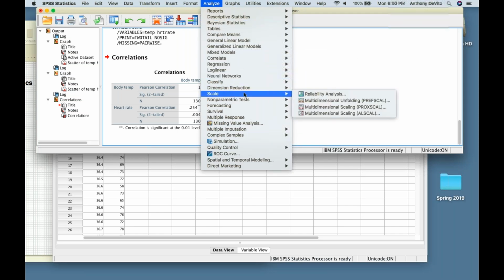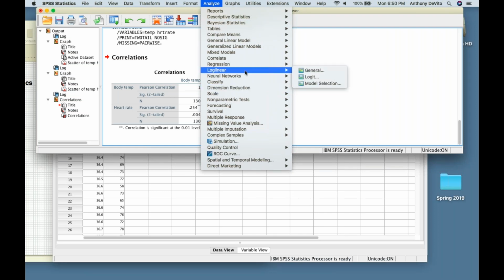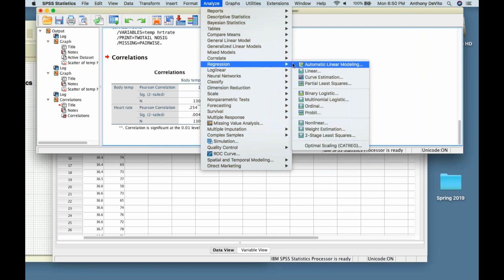Anybody here read the textbook and see any mention of where that term regression came from? No? Nobody? Okay. It doesn't sound like it has much to do with what we're doing, this idea of regression.